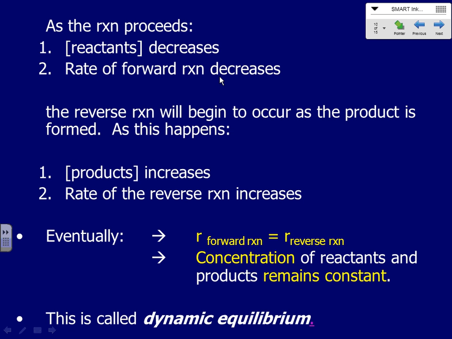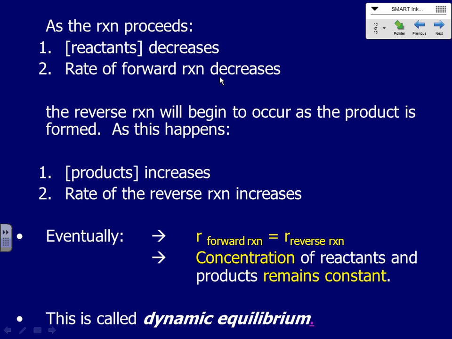But at the same time, the reverse reaction begins to occur because now there are products. So from the reverse reaction point of view, the concentration of the products is actually increasing. And so the rate of its reverse reaction actually starts to speed up. Now, it's not as high as the rate of the forward reaction because it's starting off from 0, but it is increasing.